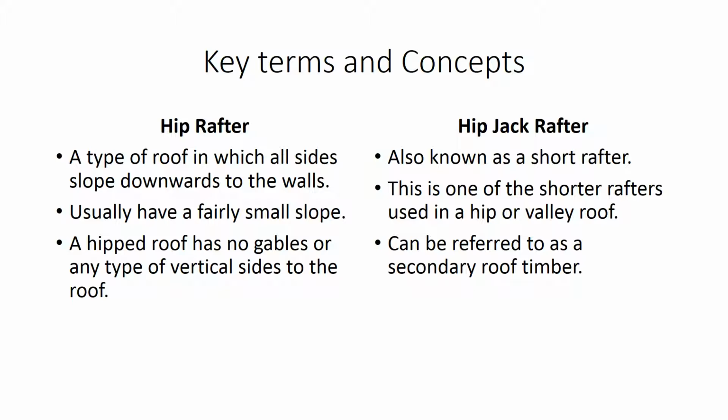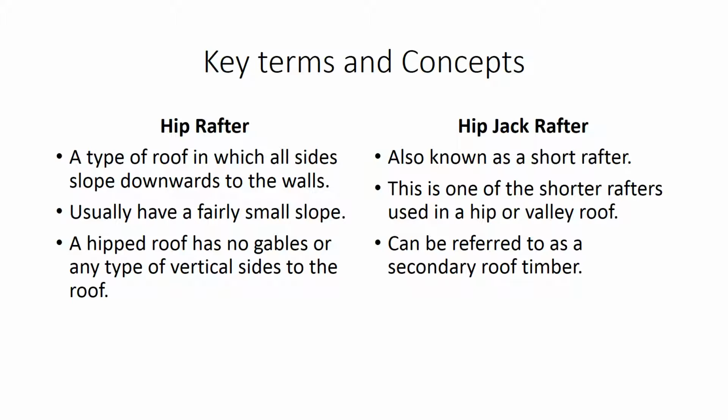A hip rafter is used in a type of roof in which all sides slope downwards to the walls. These roofs usually have a fairly small slope. A hipped roof has no gables or any type of vertical sides to the roof.